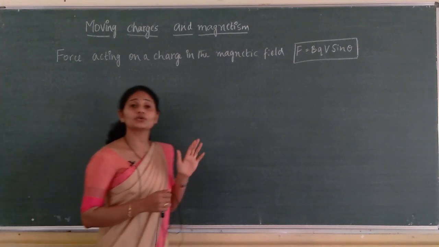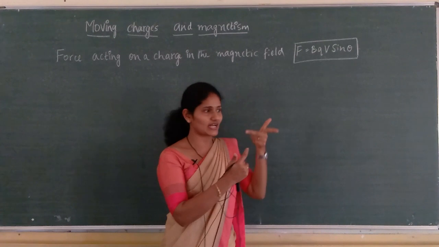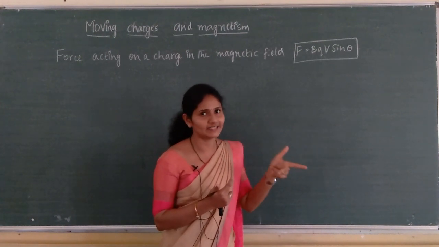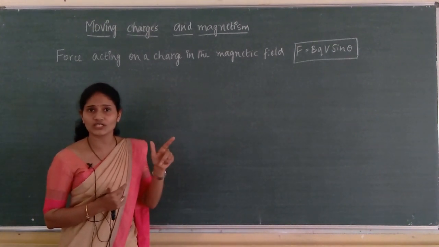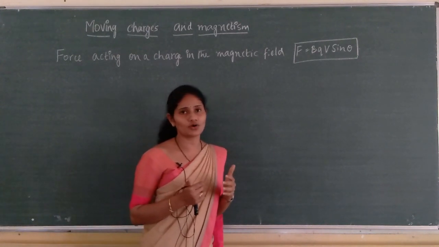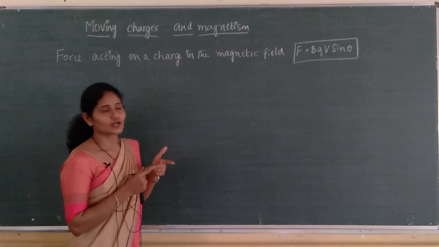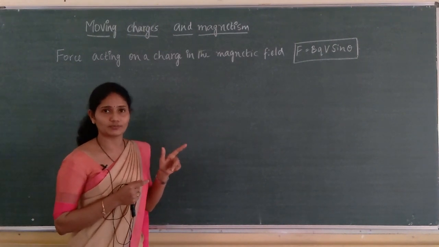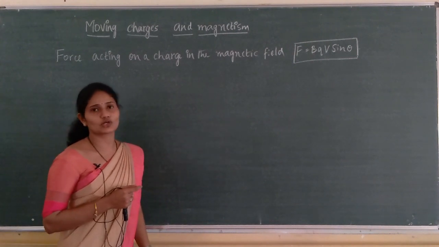If theta is equal to 90 degrees, that means the angle between B and V is 90 degrees. If they are perpendicular to each other, then theta is 90, sin 90 is 1, F is equal to BQV. So the maximum force acts on the charge. In that case, the force acting on the charge F is equal to BQV, because theta is 90, sin 90 is 1, no need to write 1. So F is equal to BQV.